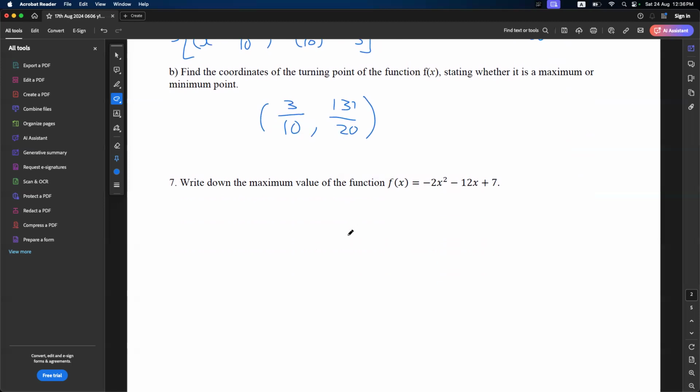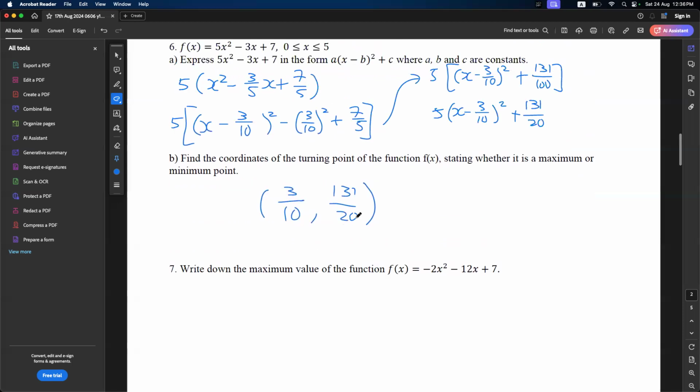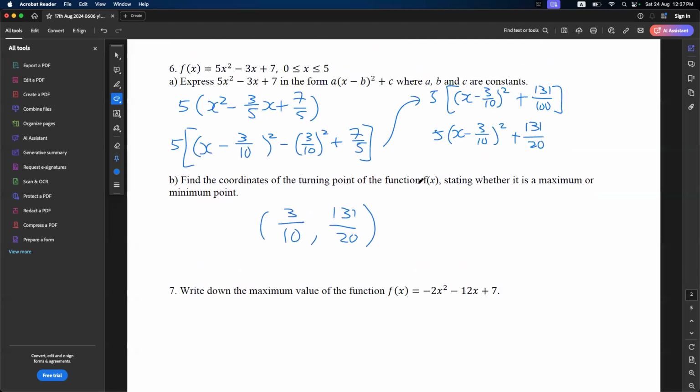Wait, teacher, is it minimum point or maximum point for question B? So, do you think this is a minimum or maximum? Minimum? It has to be a minimum because look, this one here is a quadratic that looks like this one. So it has to be a minimum point. Okay, so minimum. Yeah, sorry, I didn't read that part of the question. Okay, next.